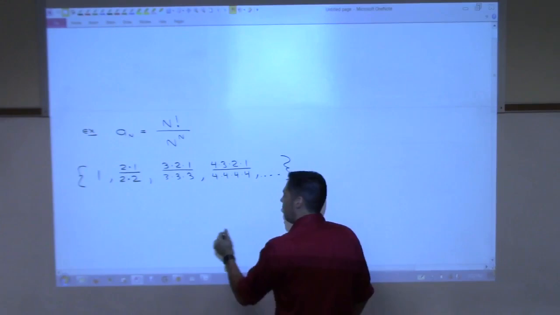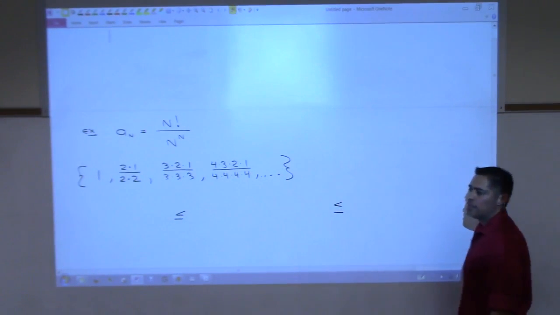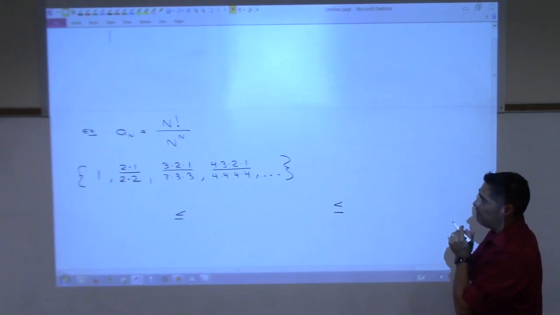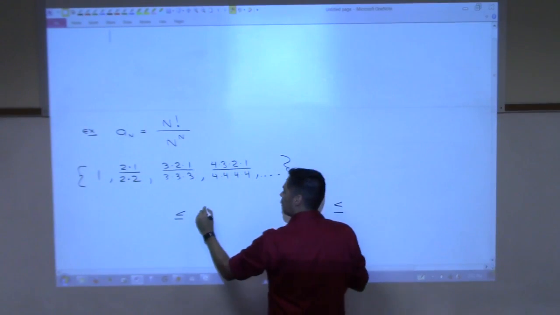So let me try and come up with a set of inequalities. I'm going to try and squeeze that in between. Let me write down what I want to try and squeeze. I'm going to just go for the whole thing: n factorial over n to the n. Watch the way I write it.